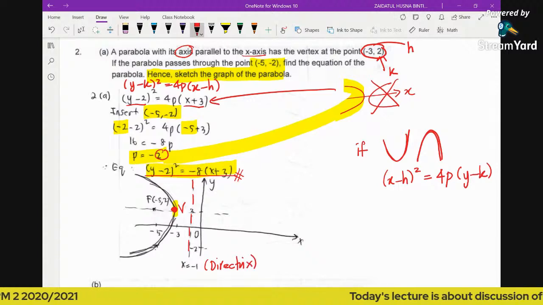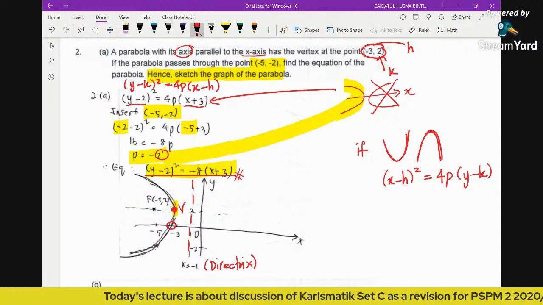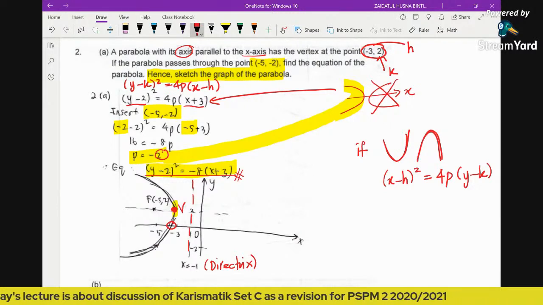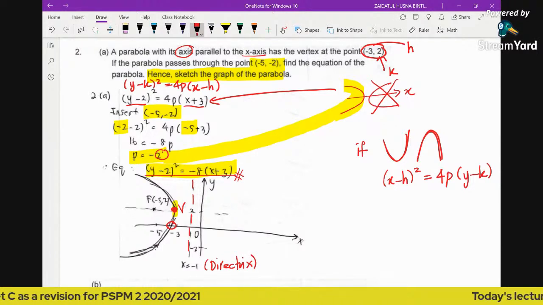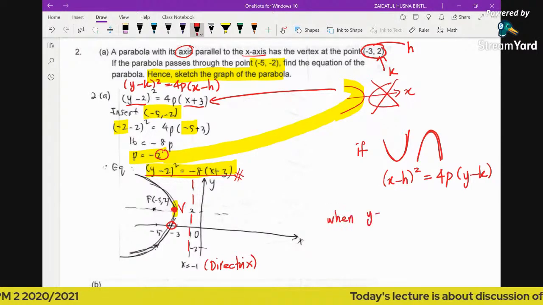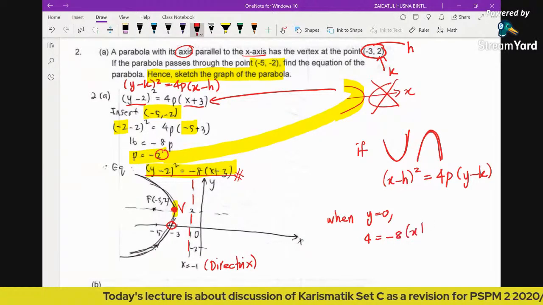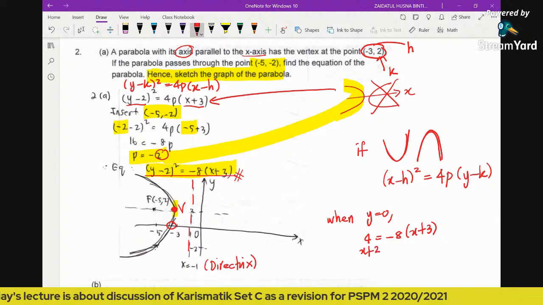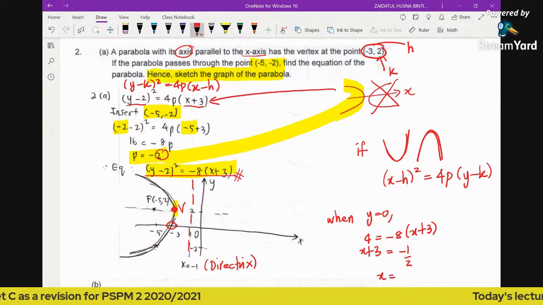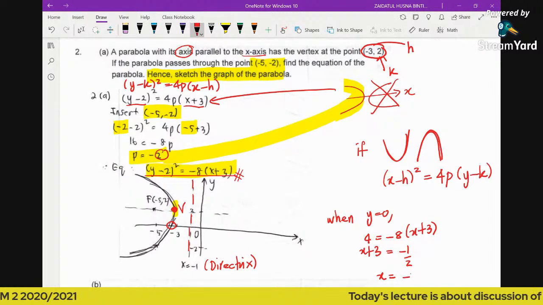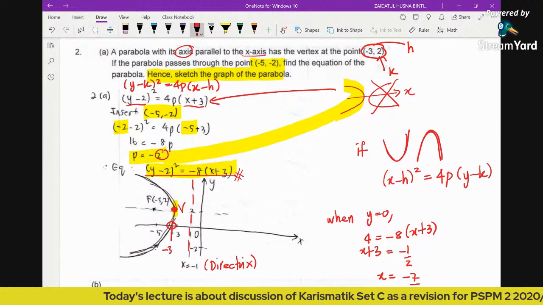You will notice that there is one intercept here, which is the x-intercept. In order to get full marks, you need to label the intercept. So how to label the intercept? You let y equal 0. When y equals 0, you will have 4 equals negative 8 times x plus 3. So x plus 3 is 4 divided by negative 8, which is negative 1 over 2. So x is negative 1 over 2 minus 6 over 2, which is negative 7 over 2 or negative 3.5. So this is where the point is, negative 3.5.